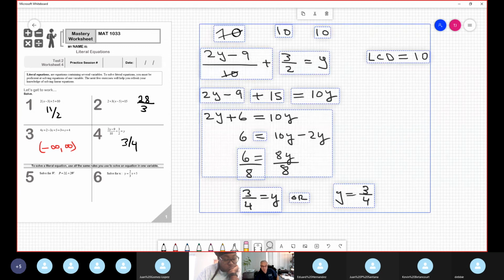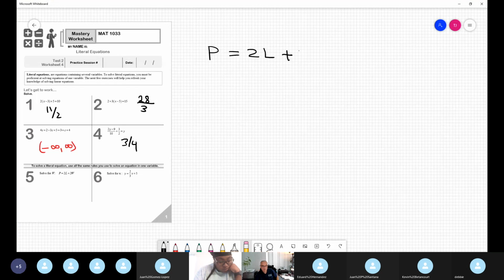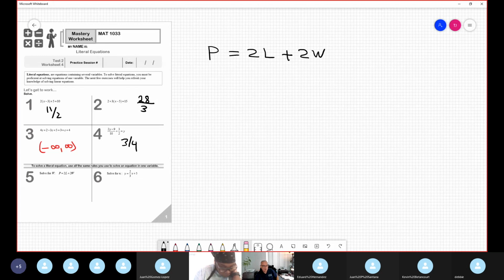Let's do the last one, and that's it. We continue doing the review on Monday. Okay. Let's do number 5. Number 5 is a literal equation. Capital P is equal to L plus 2W. And you need to solve it for W. W is our interesting variable that I need to isolate.